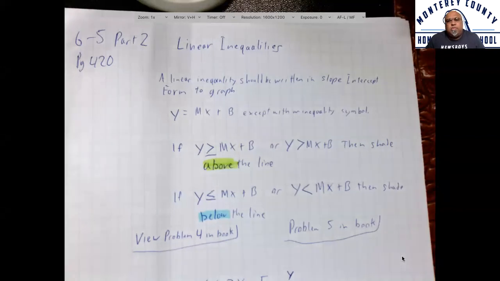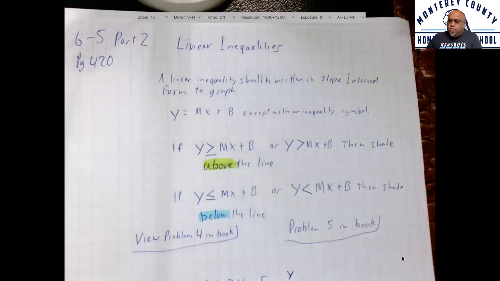Now, how I taught you to find that side before was to use a test point, usually the point (0, 0), provided that it's not on the line, and put it into the inequality. If the inequality makes a true statement, shade that side. If it makes a false statement, shade the other side. So in this lesson, the primary thing that I wanted to teach you is that there's a shortcut to that process.